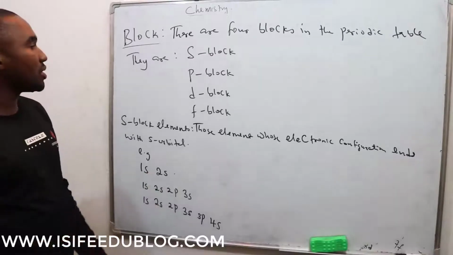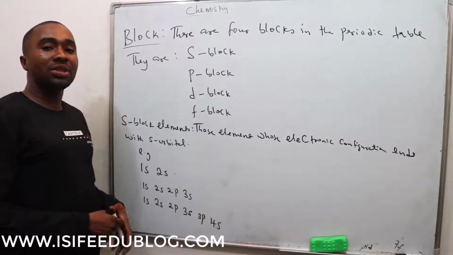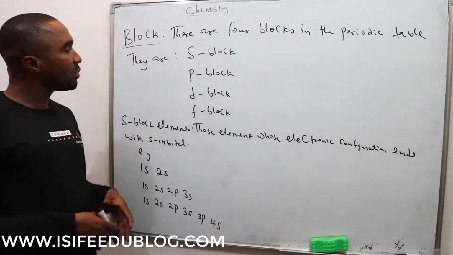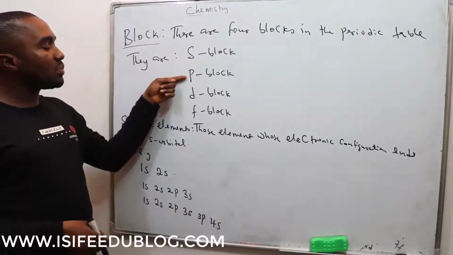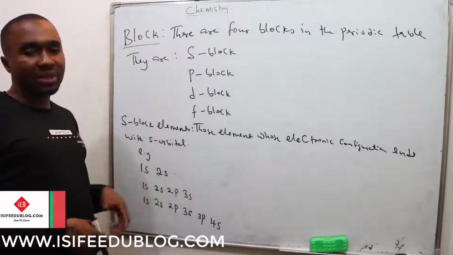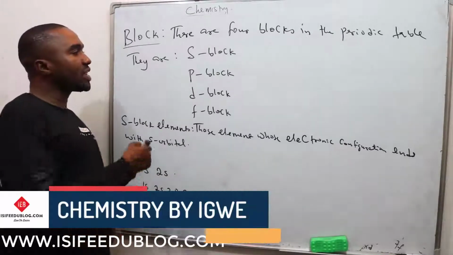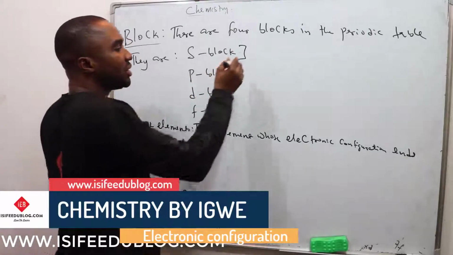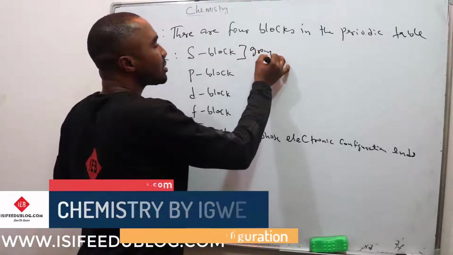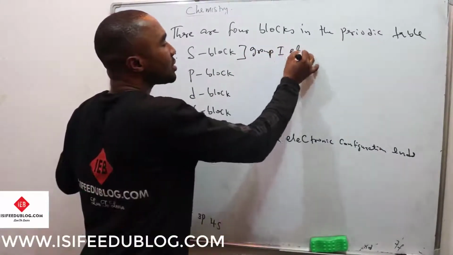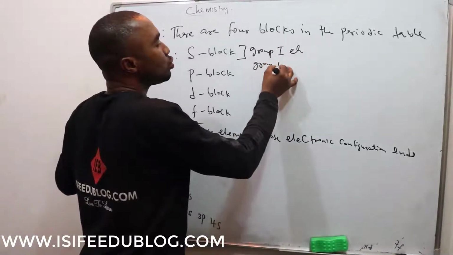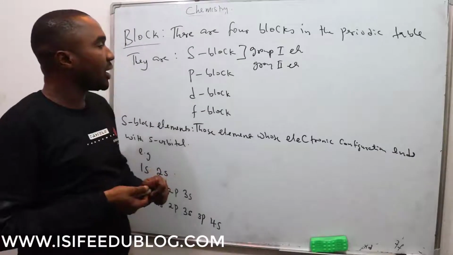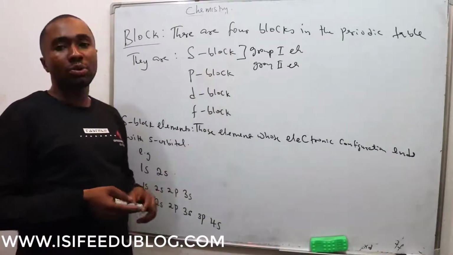So next is the block of elements in the periodic table. Basically, there are 4 blocks in the periodic table. We have the S block, the P block, the D block, and the F block. The S block elements are normally the group 1 and the group 2 elements in the periodic table. They are called the S block elements, the group 1 and the group 2 elements.